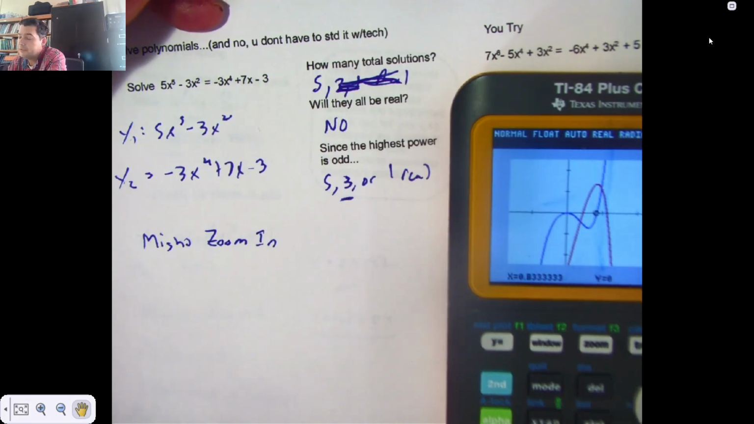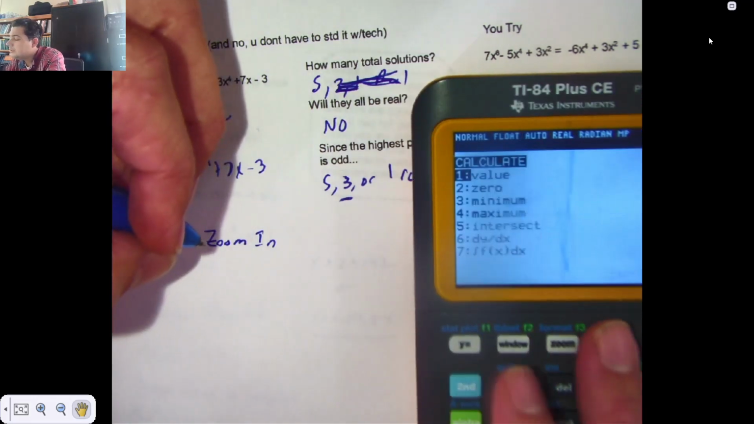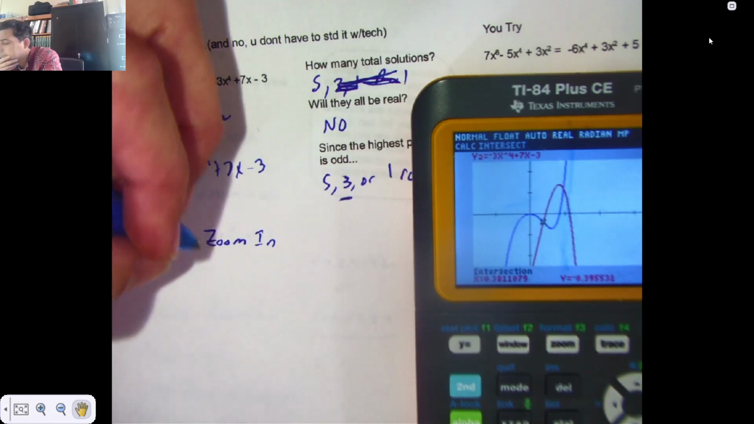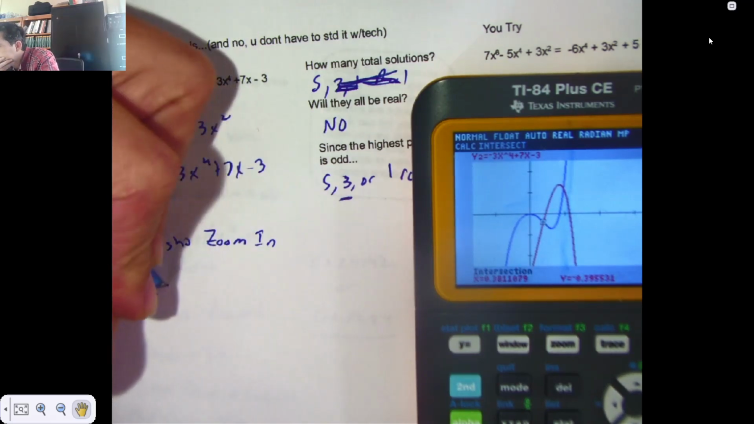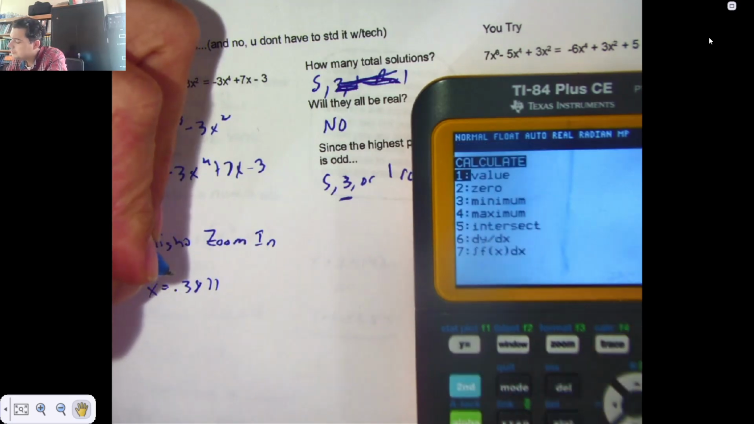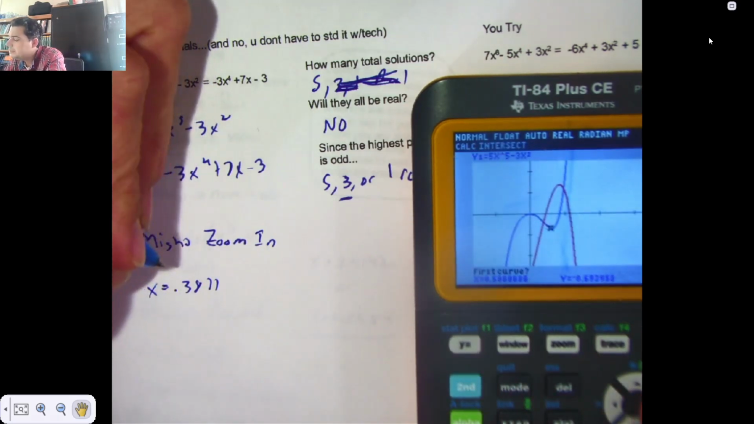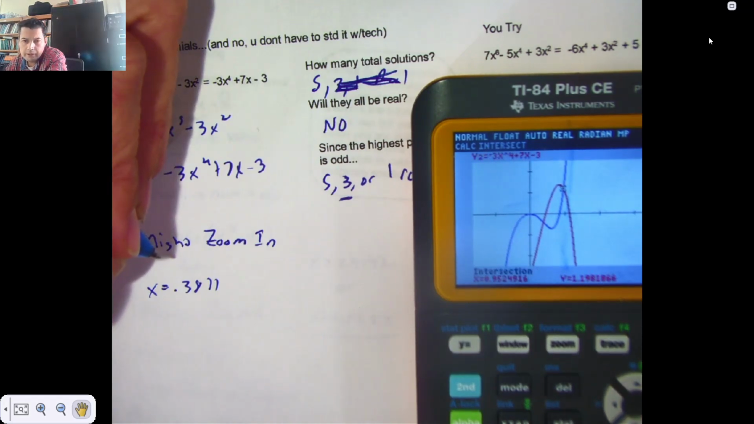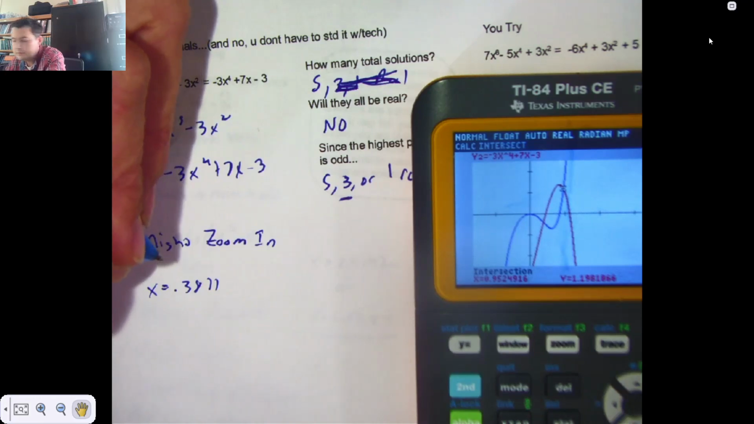There's supposed to be 5, 3, or 1. Second trace 5 for intersect. Enter, enter, enter. So one of the x values is 0.3811. Second trace 5. I'm glad I did this in the video. I don't know if I'd have caught that in class up at the board. I get a little disoriented up there. 0.9525.